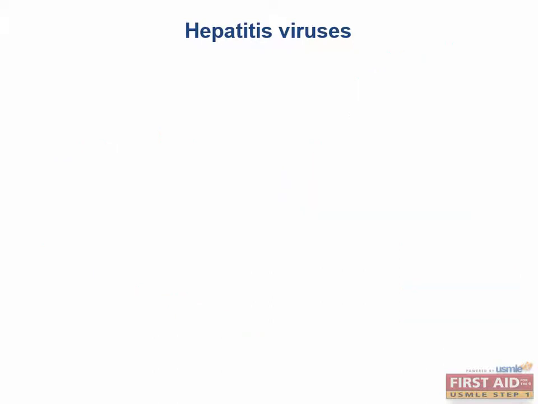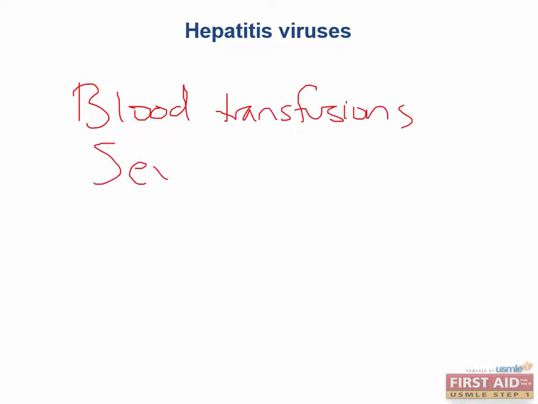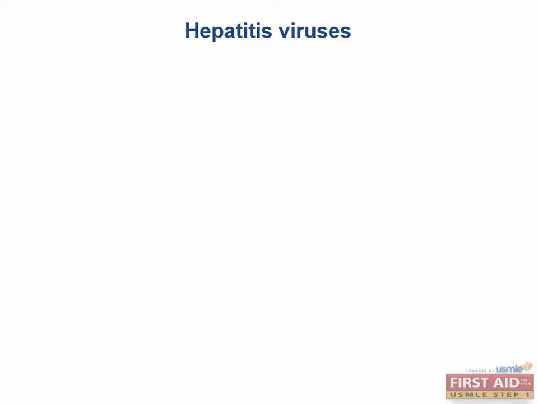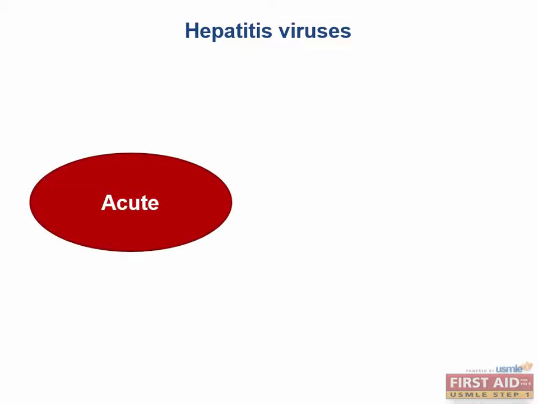The hepatitis B virus is transmitted through blood transfusions, sexual contact, and the placenta, but most importantly, it is transmitted through sexual contact. Another unique part about hepatitis B virus is that it is capable of causing both an acute and chronic infection. Infection with the virus usually always results in an acute infection, and as we said earlier, about 10% of the time, it leads to a chronic infection.